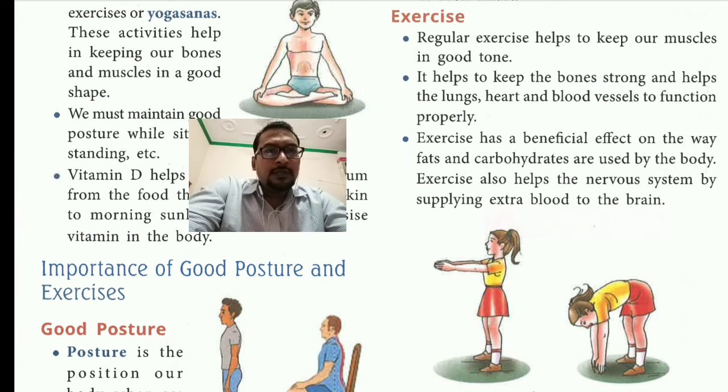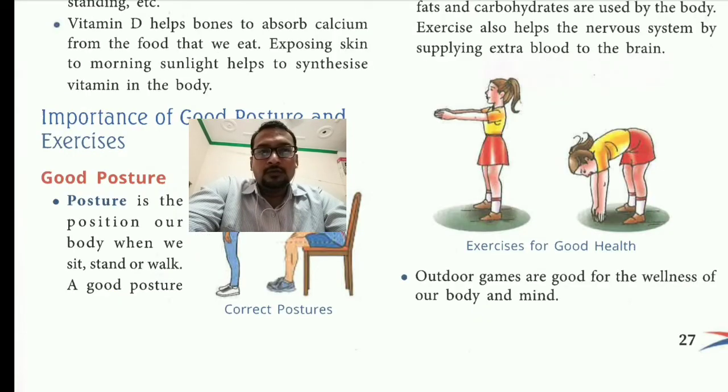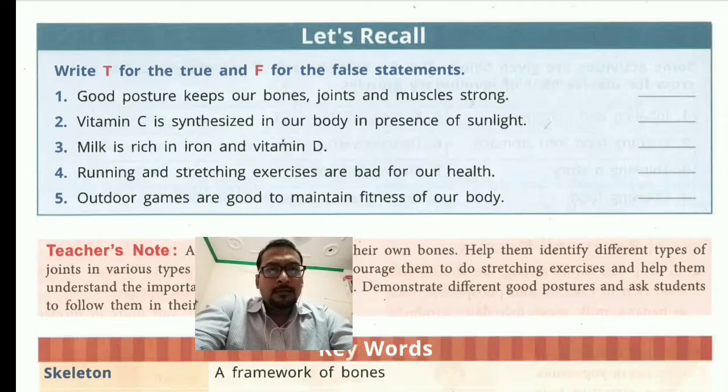Regular exercise also keeps our muscles in good tone. It helps to keep the bones strong and helps the lungs, heart and blood vessels to function properly. Exercise has a beneficial effect on the way fats and carbohydrates are used by the body. Exercise also helps the nervous system by supplying extra blood to the brain. Outdoor games are good for the wellness of our body and mind.